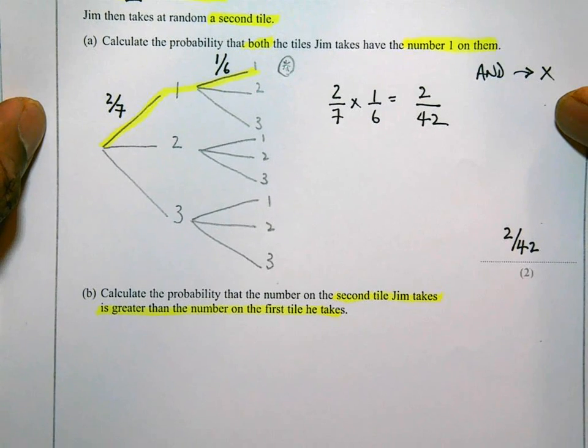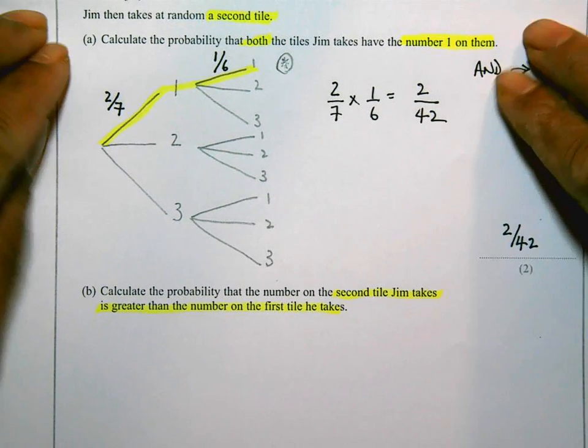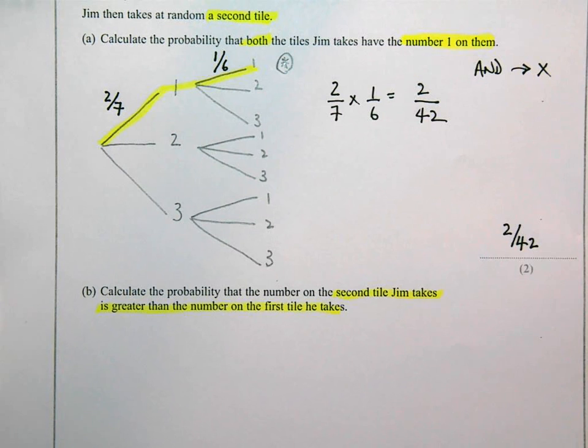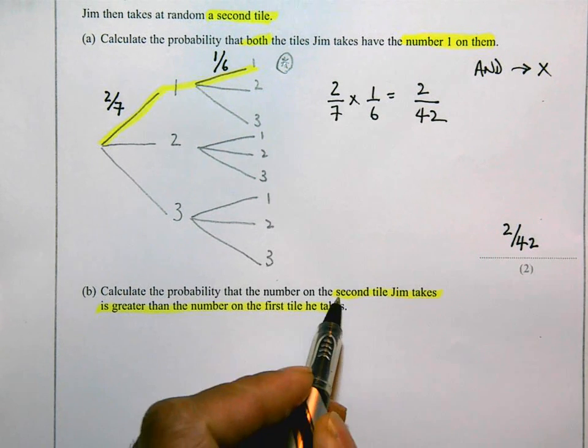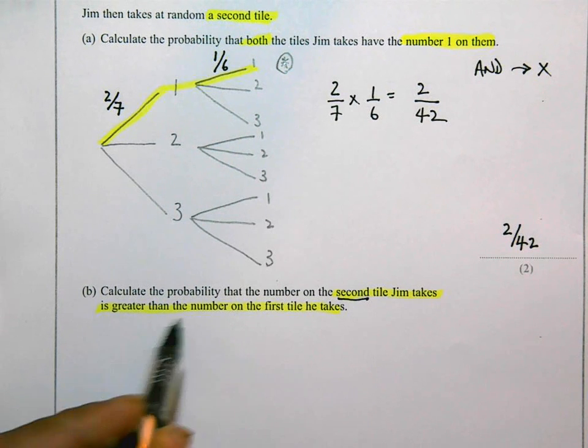Now, going back to exactly what the question asked, it says, calculate the probability that the number on the second tile Jim takes is greater than the number on the first tile that he takes.